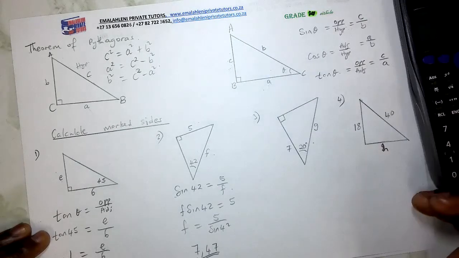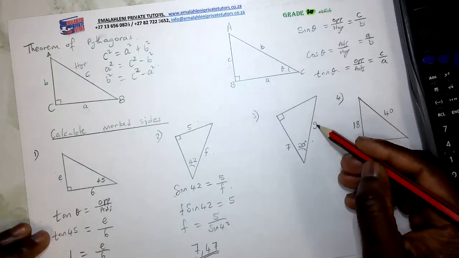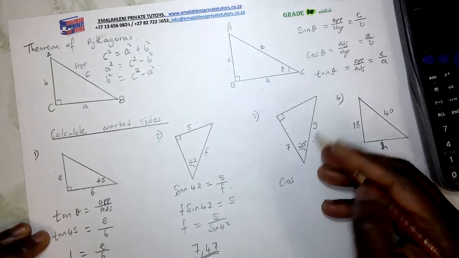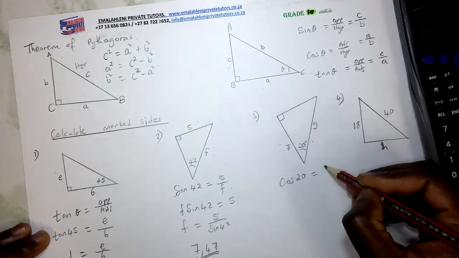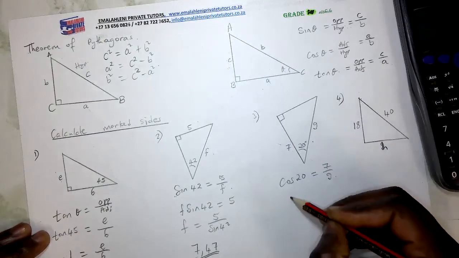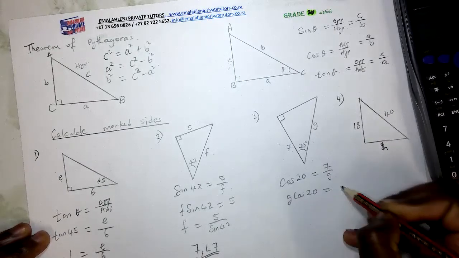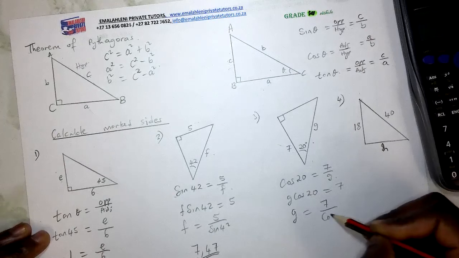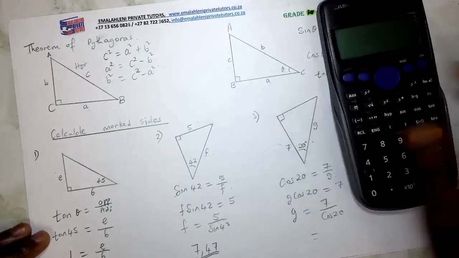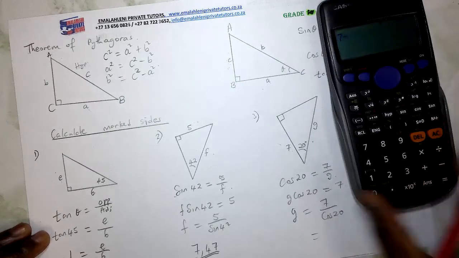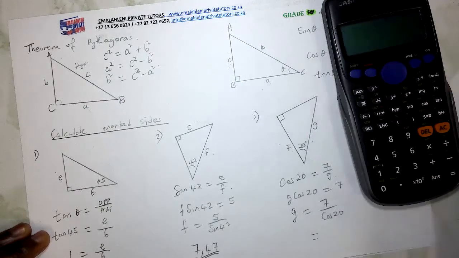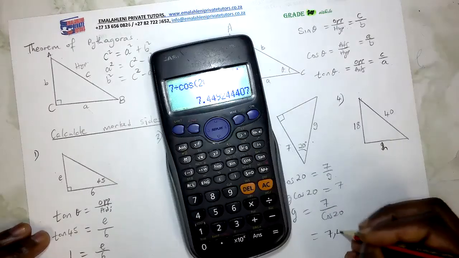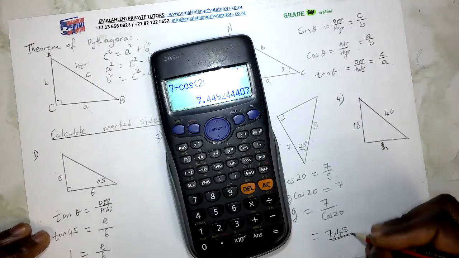Then the other one here, we want the hypotenuse, and we're given the adjacent. What is adjacent? We know it's cos. So we're going to say cos 20 is equal to 7 over G. And G cos 20 is going to be equal to 7, and G is going to be equal to 7 over cos 20. We are dividing both sides. So 7 divided by cos 20, we get 7,45. So you remember to round off to 2 decimals if not specified otherwise.